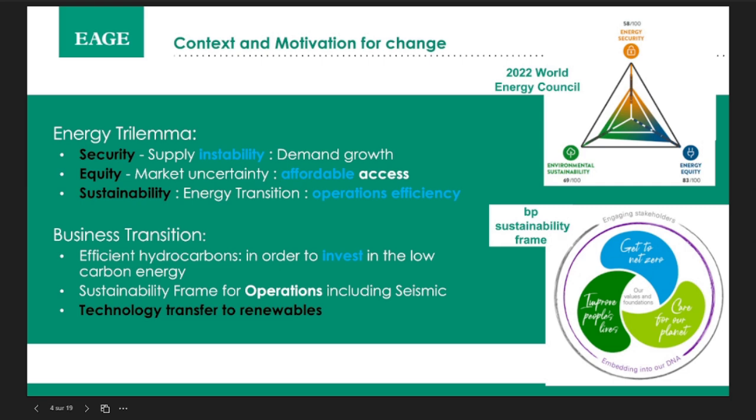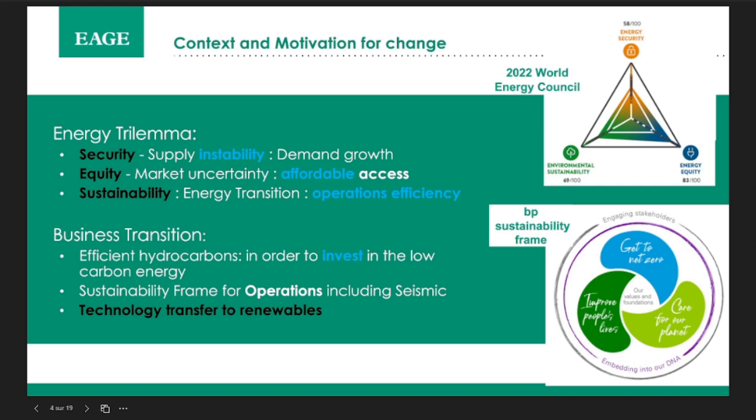The World Energy Council, top right here, talks about the trade-off between energy security, environmental sustainability, and energy equity. So you can have one, but at the cost of the others. And how do we balance this across the world? And technology is one of the key balancing aspects. But sustainability is a criteria that we have to look at.